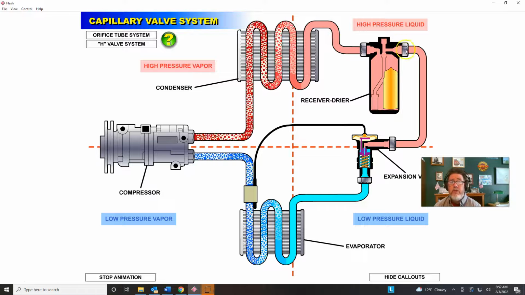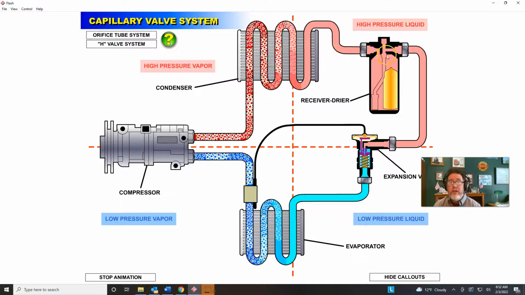The outlet of the receiver dryer, even though the line's at the top, is kind of like a big straw. So it's going to pull refrigerant from the bottom, which is going to be liquid and oil, and pull it out of the top right here. So liquid goes into the receiver dryer, liquid comes out of the receiver dryer. The main job of the receiver dryer is that it has this desiccant in it, and the desiccant is going to absorb moisture in the system.